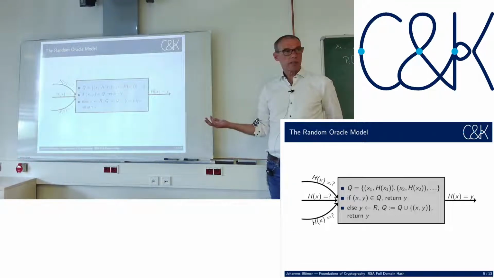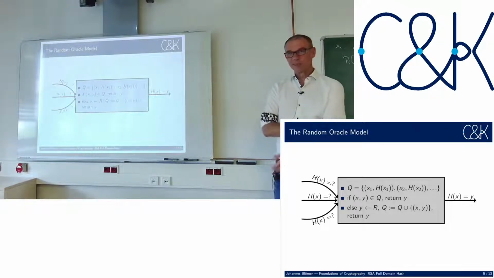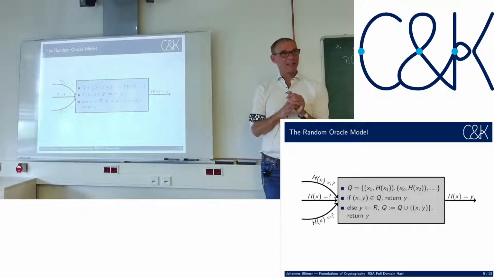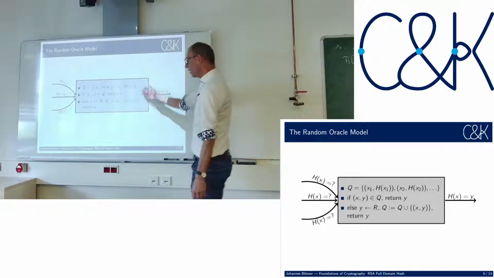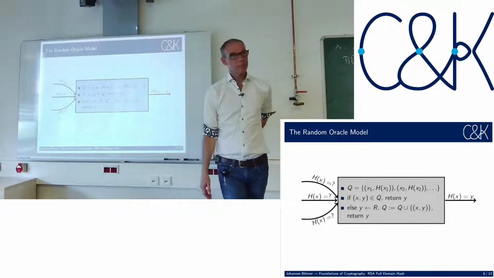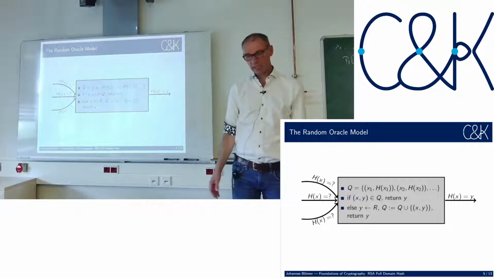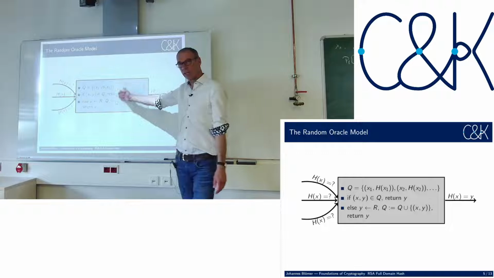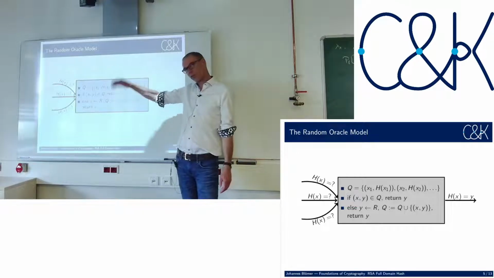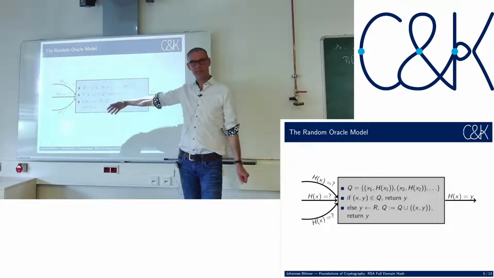It's an idealization. In general, you don't have such a nice party, such a nice person that everybody can contact and ask for a random value on all these things, and then keep track of all the things that have already been fixed. But as I said, it's an idealization. And you can easily see that if you have these things, this is a one-way function, it's collision resistant, all kinds of things.